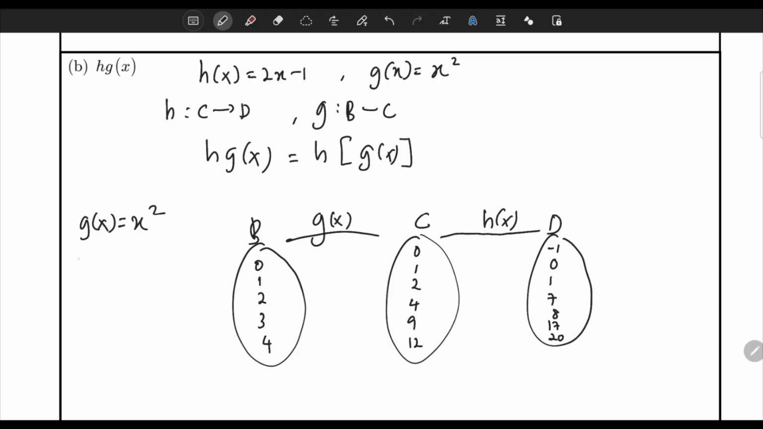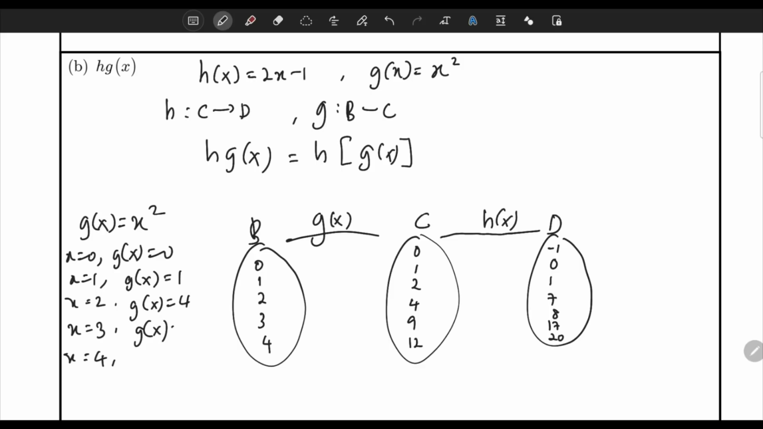So let's find when x is 0. So we have gx to be 0. When x is 1, when x is 2, when x is 3, and then when x is 4. So we have gx to be 1, gx 4, gx 9, and then gx to be 16.